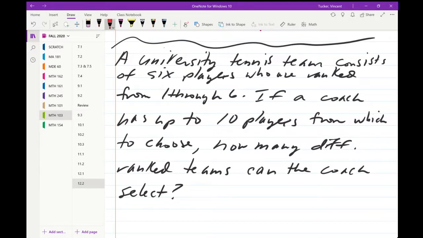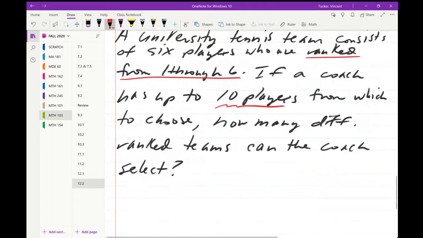Okay, so a couple different things here that we need to make sure we point out, which will dictate how we operate moving forward. We have a ranked team from 1 through 6. That means the order matters. All right, if you're talking about ranking 1 through 6, the order matters. So we have a coach that has 10 players from which to choose from. So you're going to choose 6. And that's what it says right here also, 6 players out of the 10.